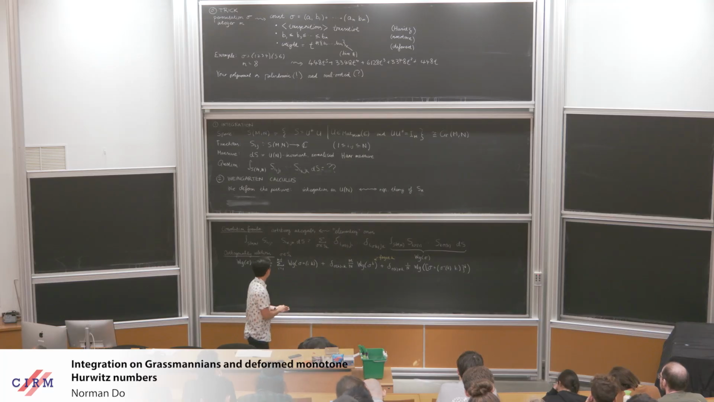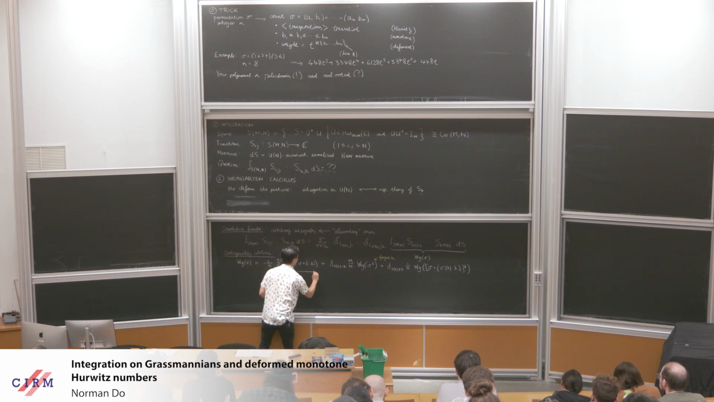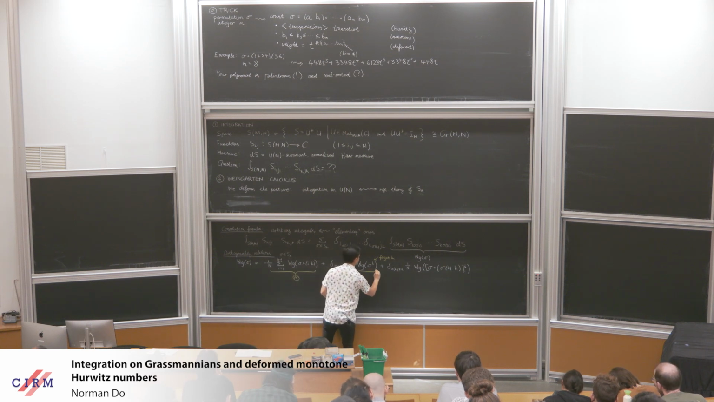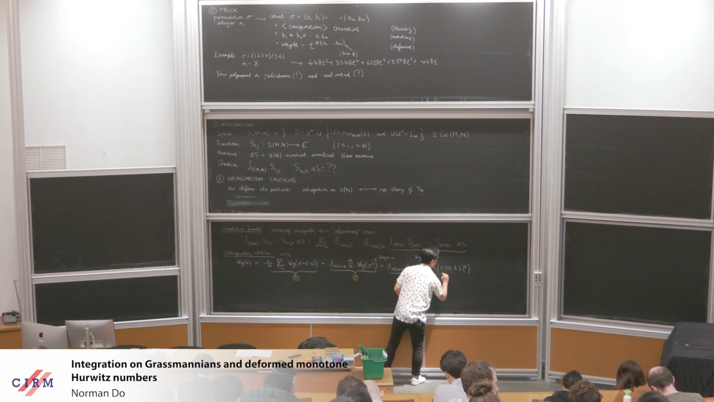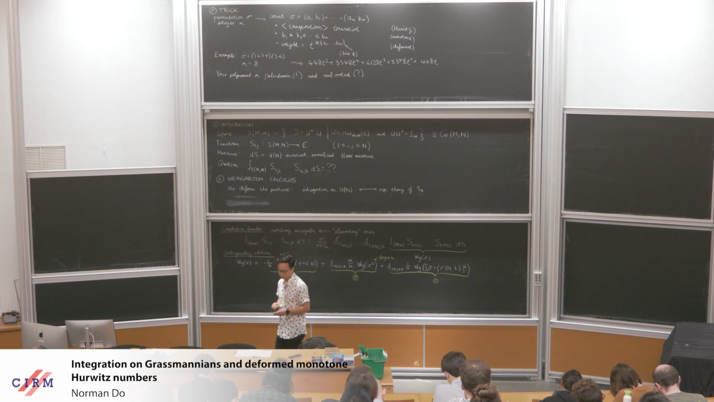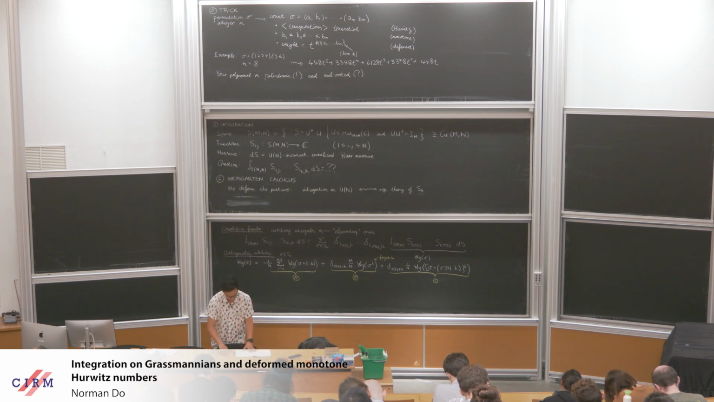Okay, and so I want to give these three terms names. I want to call this terms of type A, this one terms of type B, and this one terms of type C for reasons that will hopefully become clearer a little later. So why is this called the orthogonal relation?